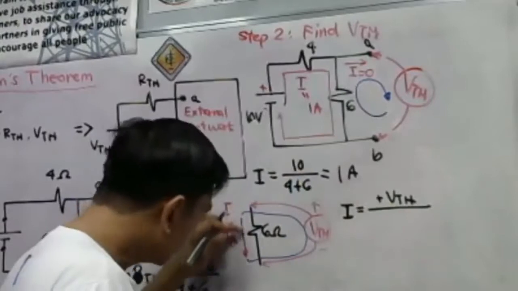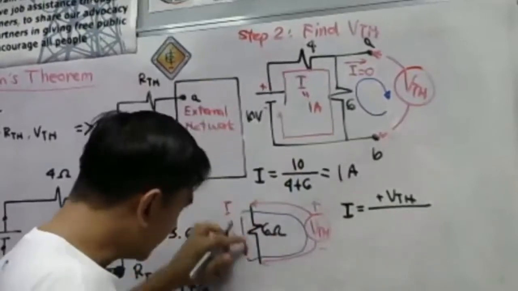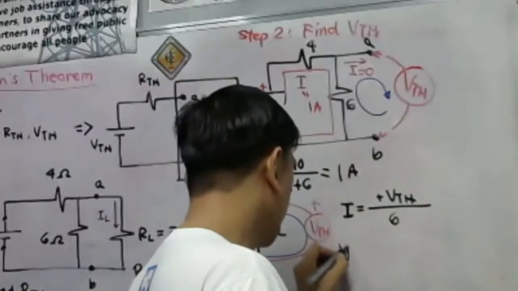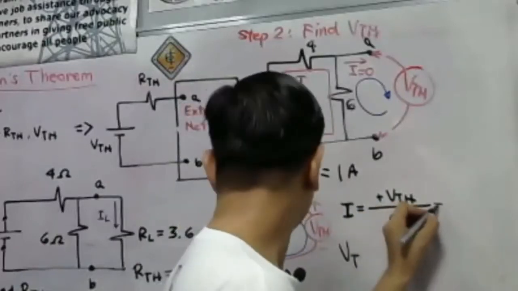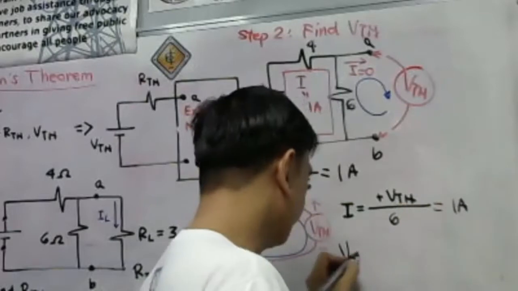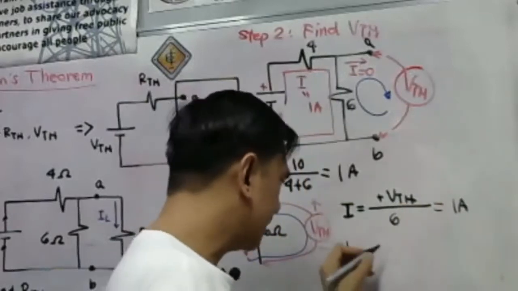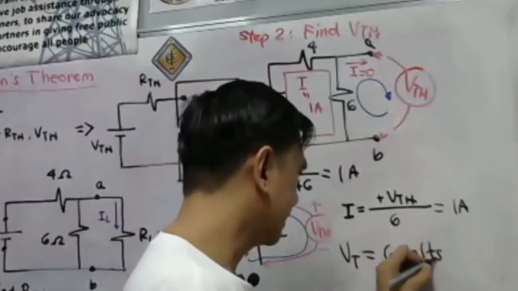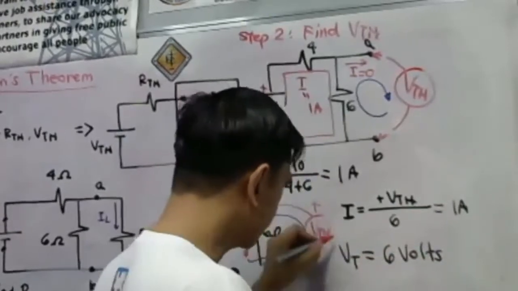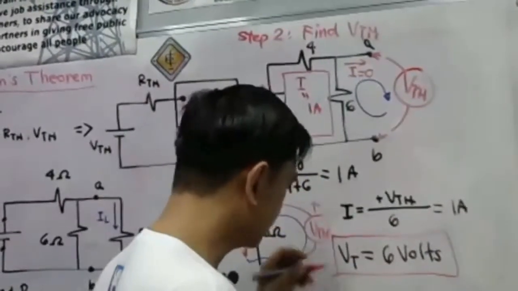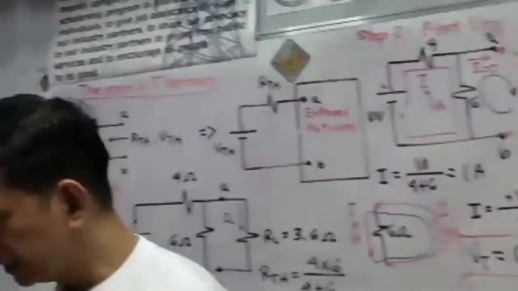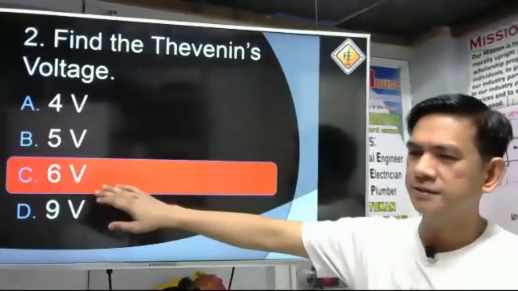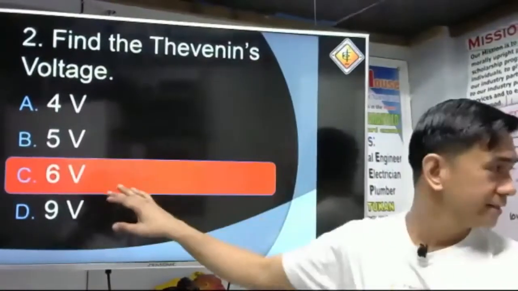And then, what is the resistance path? 6 ohms. So, therefore, our VTH, remember that our I is simply 1 ampere. So 1 times 6, VTH is only 6 volts. That is our answer. That is just 6 volts. The answer is letter C, 6 volts.